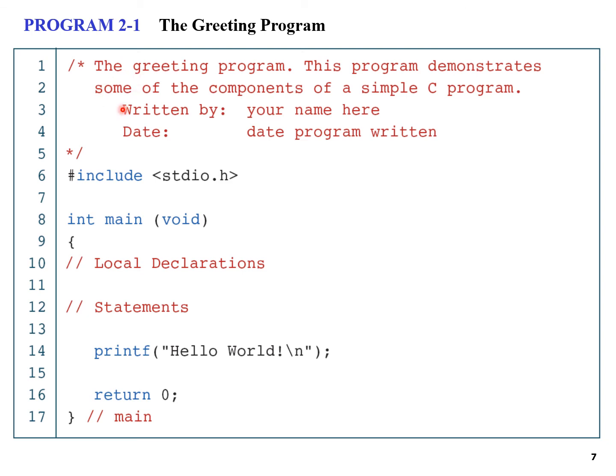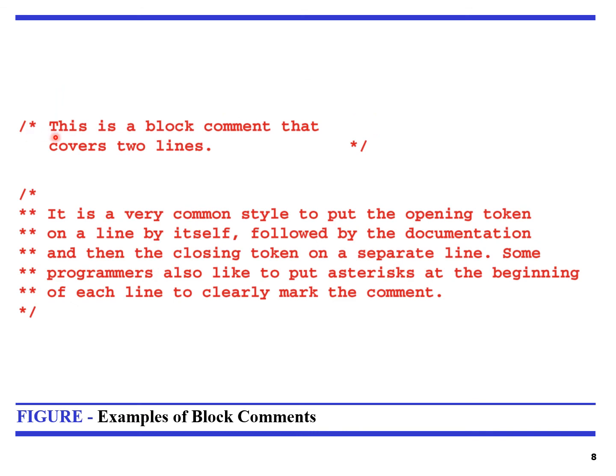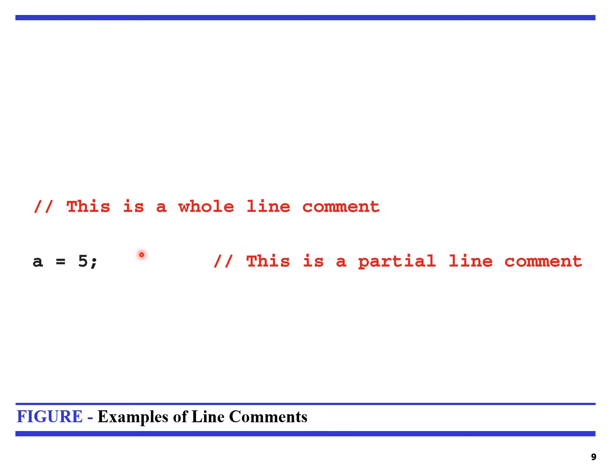This is an example of a block comment. This is a block comment that covers two lines. A comment starts with forward slash and star and ends with star and forward slash, and can be used anywhere in your program. Comments can span several lines within your C program. The figure shows examples of line comments. This is a whole line comment, and this is an example of a partial line comment.